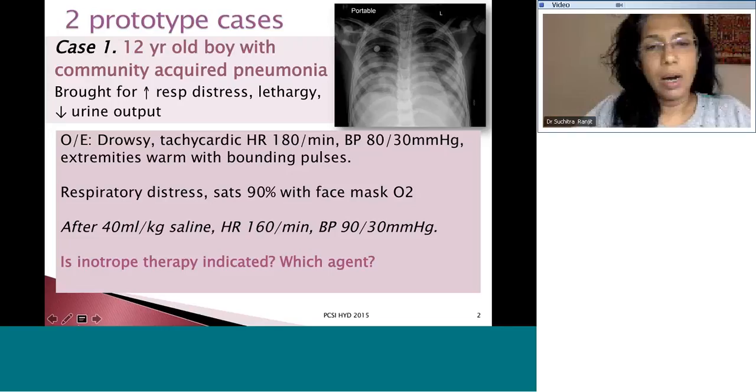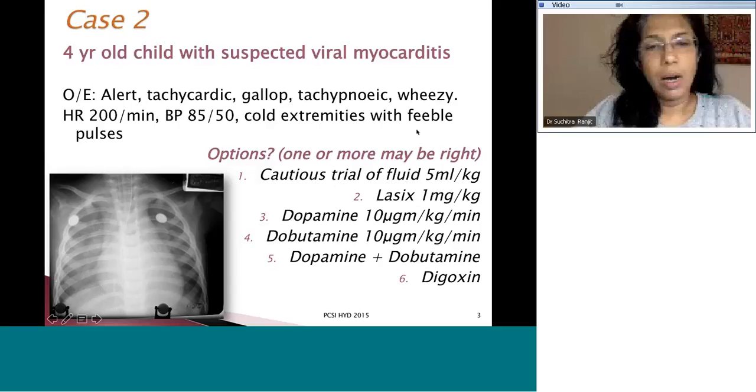The second case is a 4-year-old with suspected viral myocarditis. He's alert, he's very tachycardic, he's got a gallop, he's tachypneic and wheezy. His heart rate is 200, blood pressure is 85 on 50, his extremities are cold. So what are your options? One or more may be right.